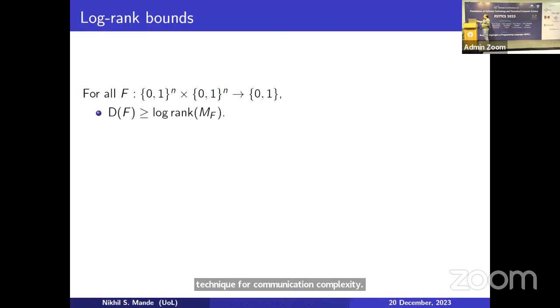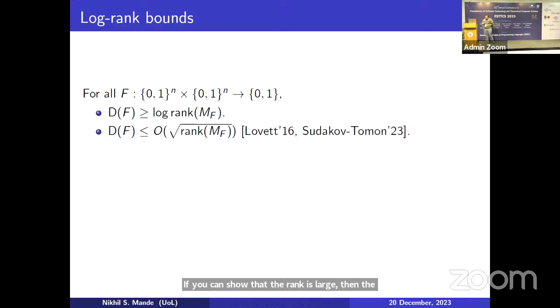If you can show that the rank is large, then the communication complexity is large. Okay. And in the other direction, there is a not trivial, but reasonably easy upper bound on communication complexity by rank. So D of F is at most rank of M_F.